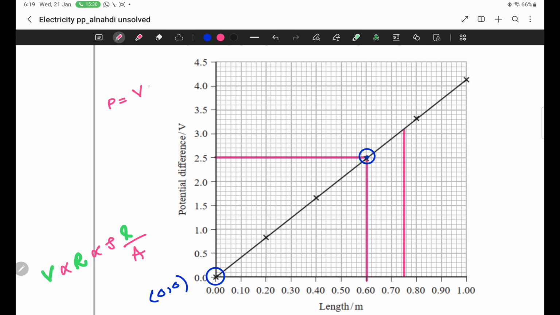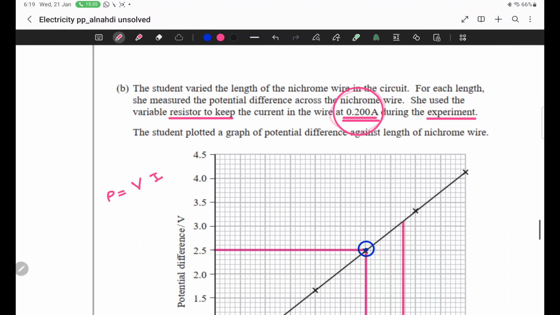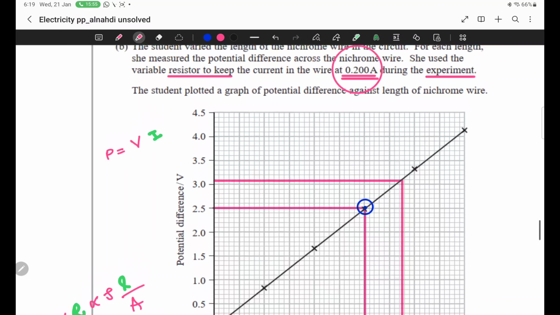No, no, no. I think the easiest formula will be V into I because the current of the wire will remain constant. Okay, but the current of the wire remains constant. Other quantities are changing. Okay, so current is constant, so we must use the value of current as well as, you can see when the length is 0.75, then we will calculate the value of voltage from the graph. And the value of voltage from the graph is 3.1 and the current remains constant, that is 0.2.